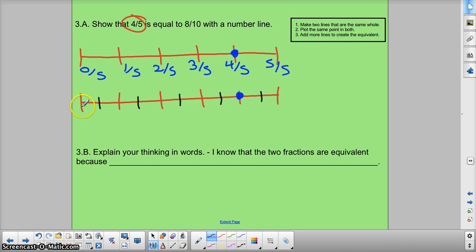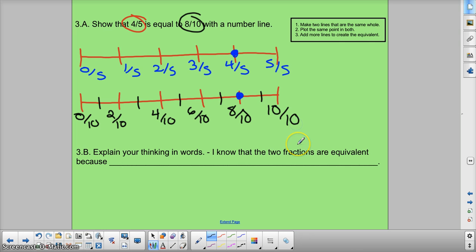Let's count. 0, 1, 2, 3, 4, 5, 6, 7, 8, 9, 10. Okay, I think that's going to work. Let's go ahead and label. 0/10, 2/10, 4/10, 6/10, 8/10. Is that what I wanted? Yep, right there. That's what I want. 8/10 to match with 4/5 and 10/10. Okay, so here you can see 4/5 is equivalent to 8/10. They're the same distance on the number line.